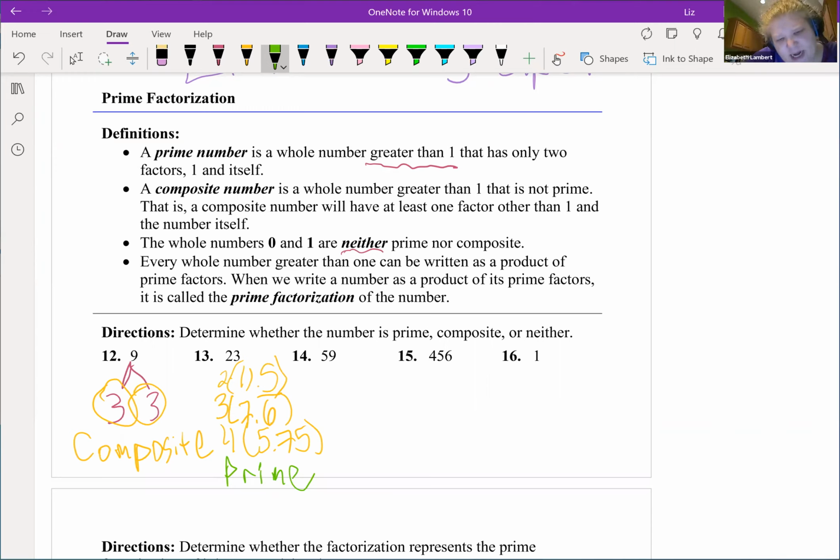All right, 59. Well, it's not 2 and it's not 5. And 9 plus 5 is 14, which is not divisible by 3. So if it's not 2, it's not 2, not 3, not 4, not 5, not 6, 7.